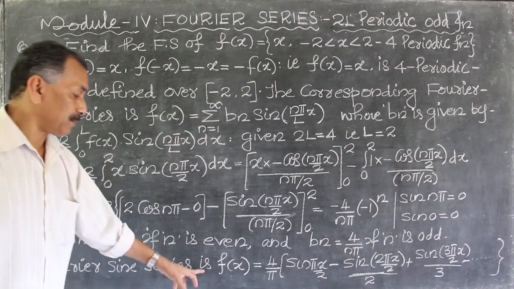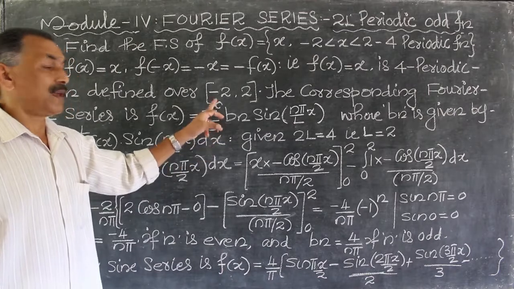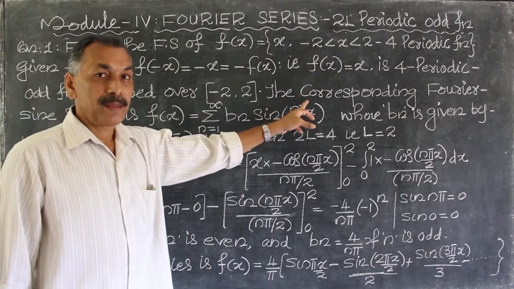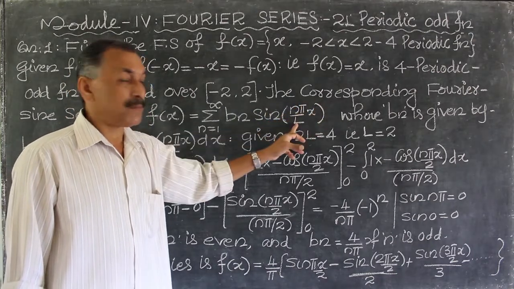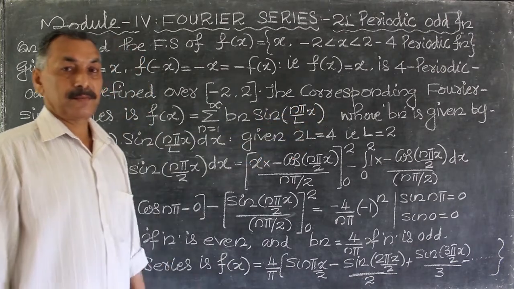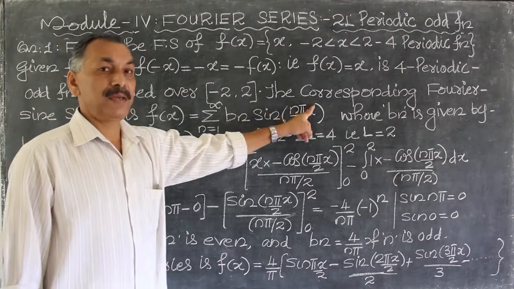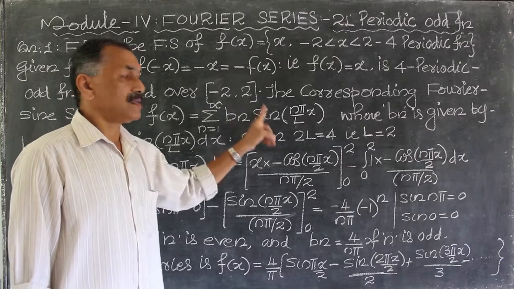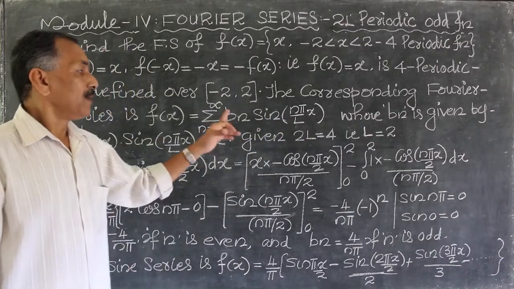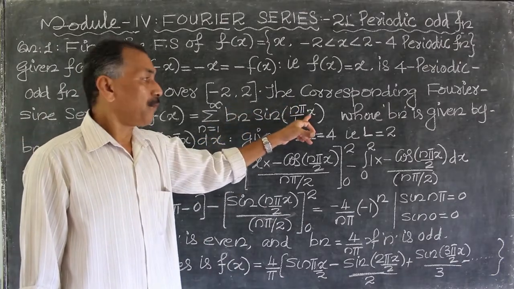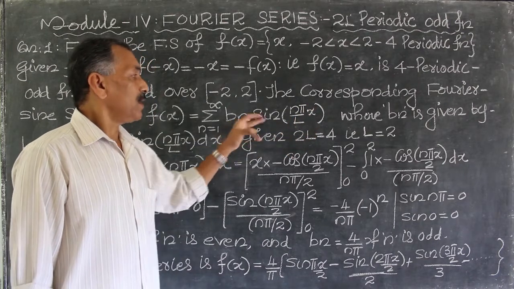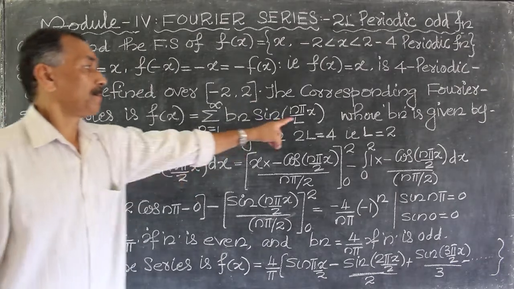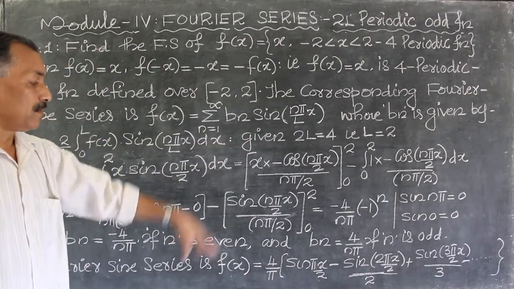F of x is given by f of x is equal to sigma n equals 1 to infinity, B n sine n pi x by 2. That means B1 sine pi x by 2, B2 sine 2 pi x by 2, B3 sine 3 pi x by 2, B4 sine 4 pi x by 2, B5 sine 5 pi x by 2. Then what is B1?